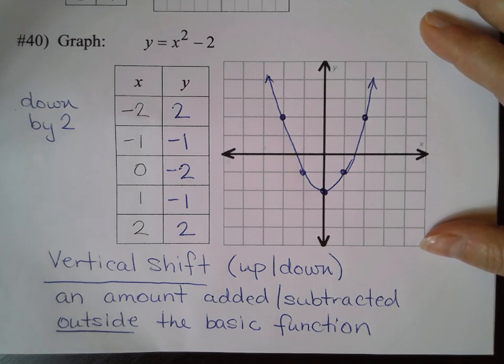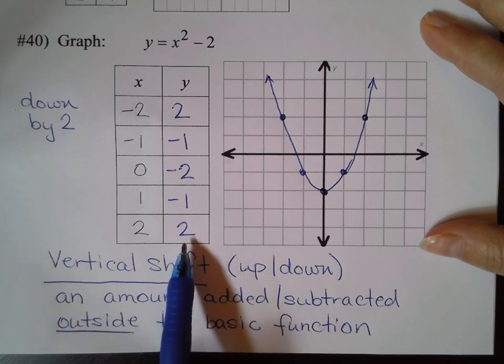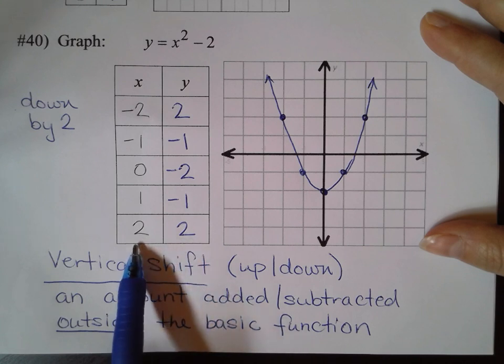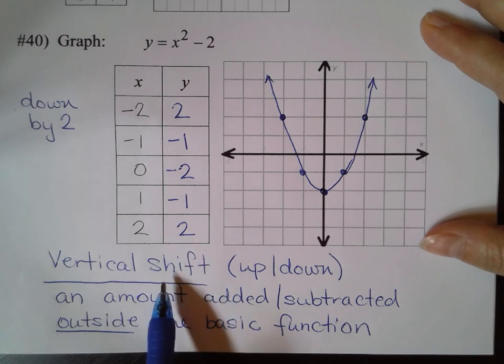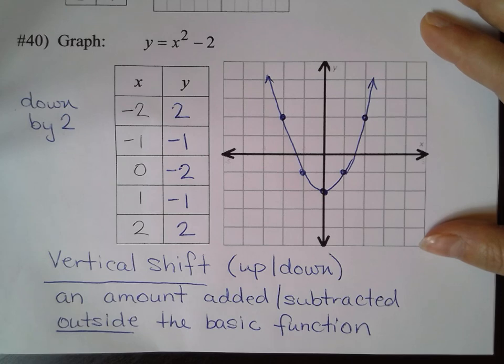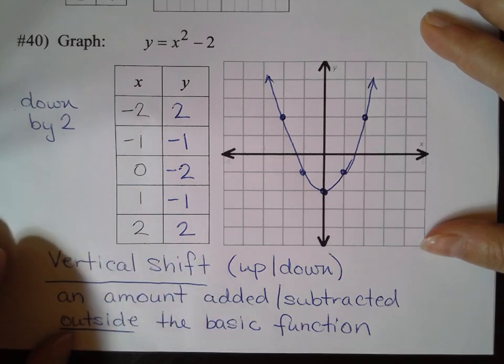When we have a vertical shift like we do here, it's the y values that have changed. So if you compared this to the basic function, I still am using the same x values to make the graph, but the y values have changed, and that has caused a vertical shift. Okay, let me give you another example.